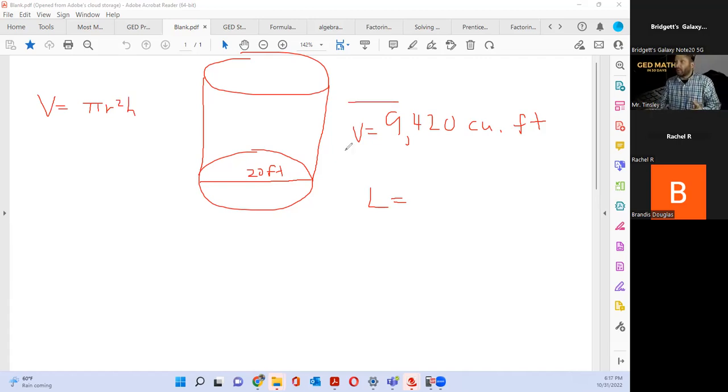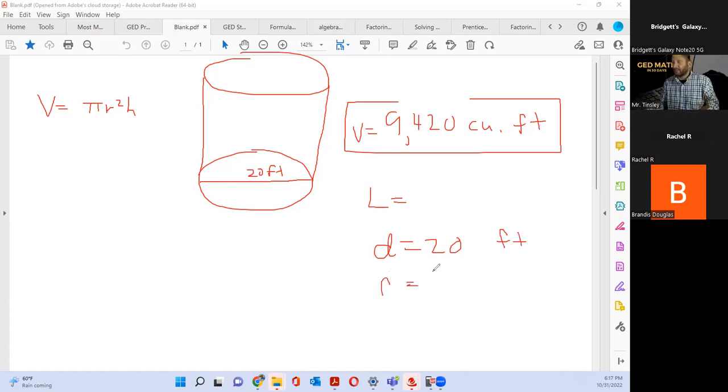Then you identify what you know. So I know the volume. I know the width of the cylinder is 20, but that's another way of giving you the diameter. So the diameter is 20 feet. If the diameter is 20 feet, what's my radius? 10 feet. So now I've identified my givens, so I'm going to plug them in. Instead of V, I'm going to put 9,000.